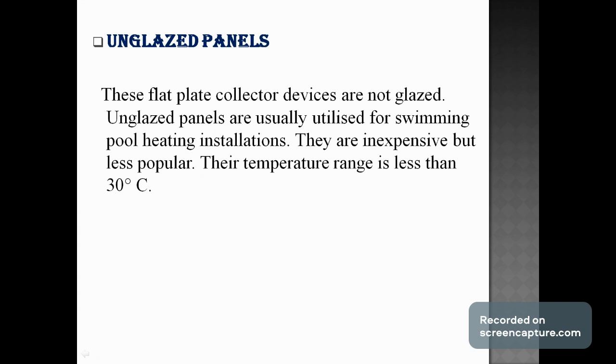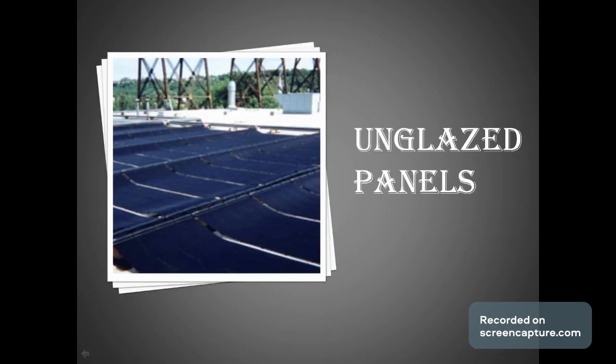And the next one is the unglazed panels. These were the flat plate collector devices which were not glazed. Unglazed panels are usually utilized for swimming pool heating installations. They are inexpensive but less popular. We know that if something is not expensive, then it must not be popular. Their temperature range is less than 30 degrees Celsius. And this is the picture of the unglazed panels, which we can see over.